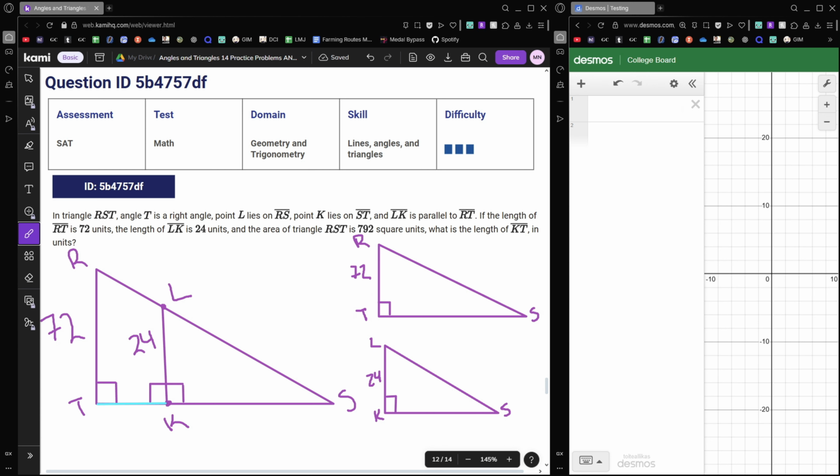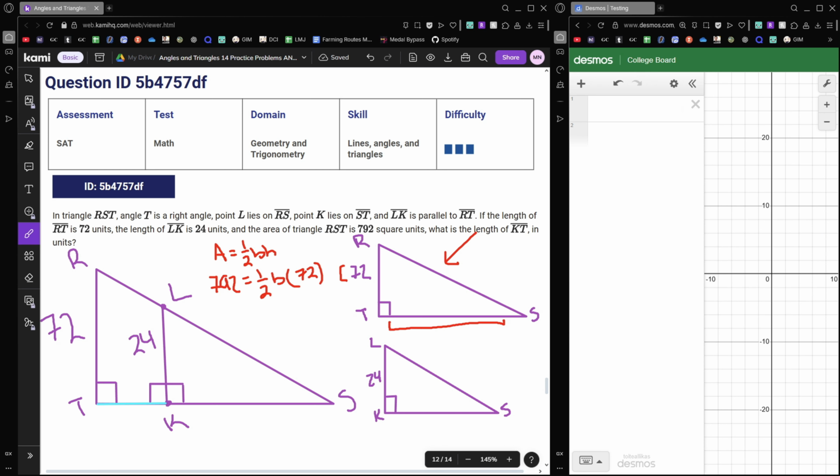Alright, so I went ahead and separated our two similar triangles so it'll be a little bit easier to see them. Once again, I want to point out they have the right angles and also angle S. Now, it's given that the area of triangle RST, which is this top triangle right here, is 792 square units. The formula for finding the area of a triangle is 1/2 base times height. We know that the height is 72, and we're trying to find what the base is. So let's plug in our known values. 792 is equal to 1/2 times the base times the height of 72. And now let's solve for the base.